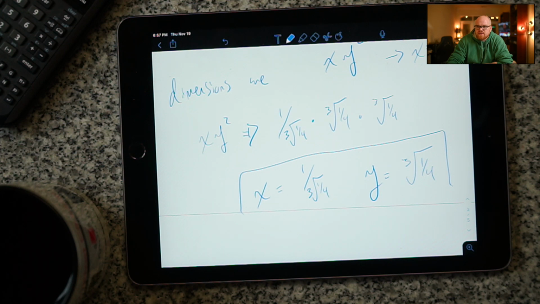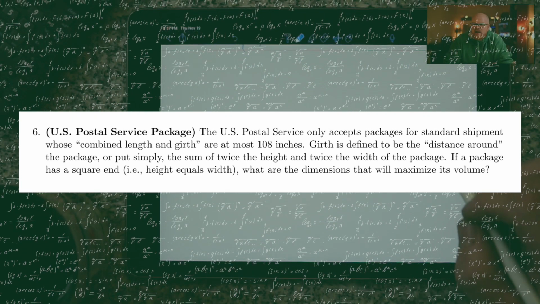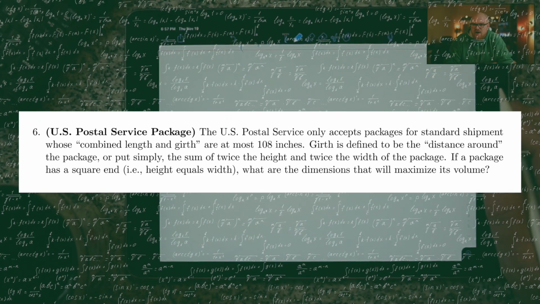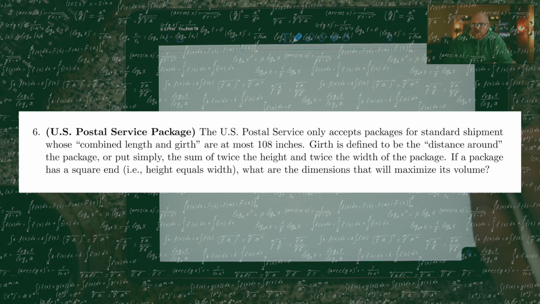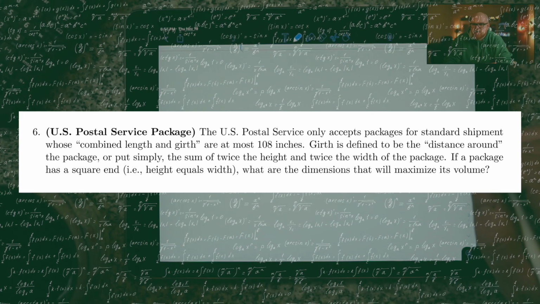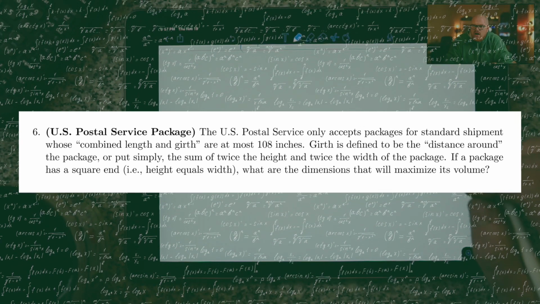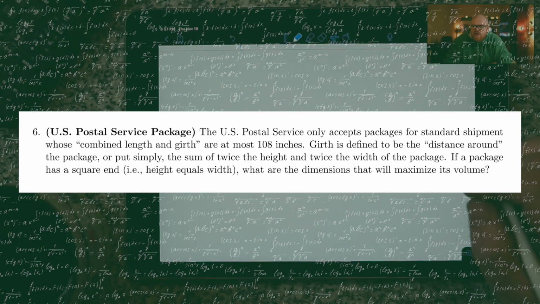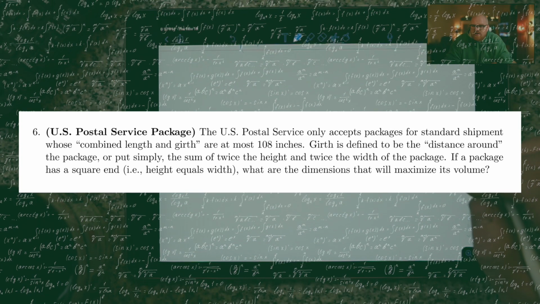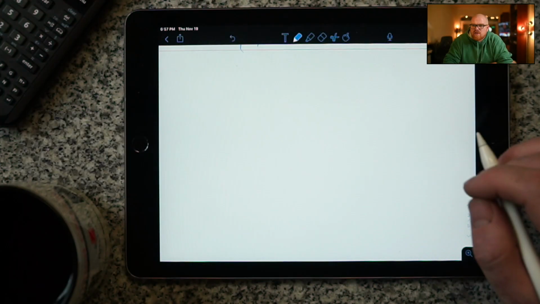Okay, number 6. So, U.S. Postal Service package. They only accept packages for standard shipment whose combined length and girth are at most 108 inches. Girth is defined to be the distance around the package, or put simply, the sum of twice the height and twice the width. If a package has a square end, i.e. height equals width, what are the dimensions that will maximize its volume?